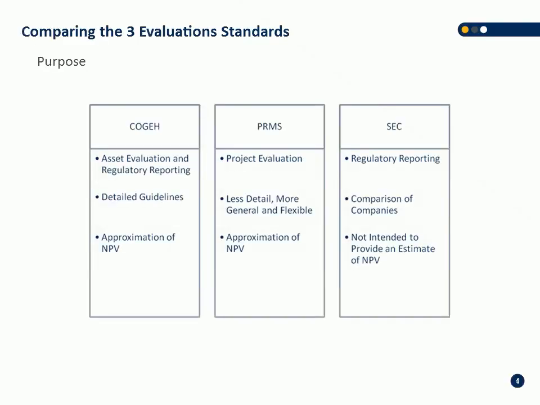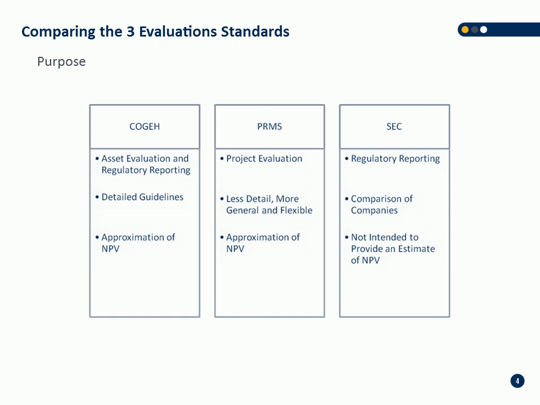So the purpose of the guidance is one of the fundamental differences. COGI is about asset valuation. It's trying to derive a reasonable representation of asset value. It also includes a component for regulatory reporting. PRMS is specific to project evaluation. There's no standards outside of how to define, classify, and evaluate reserves and resource volumes. SEC is specifically tailored towards regulatory reporting.